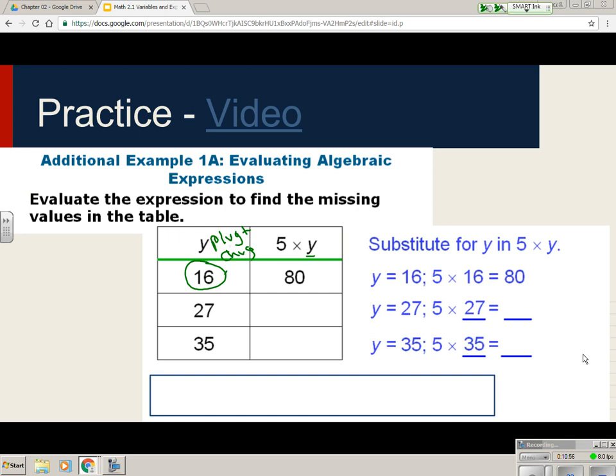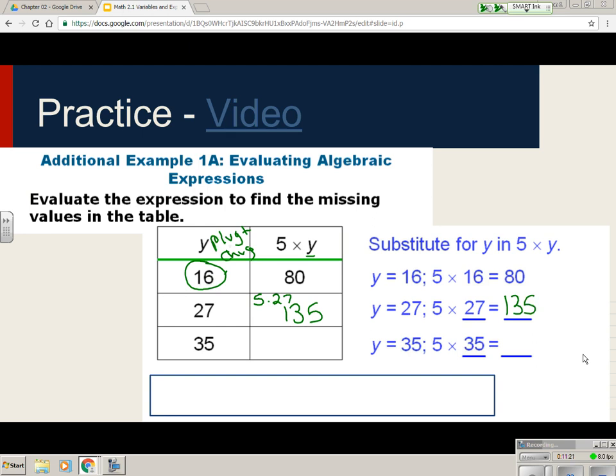Next, we have 27. What are we supposed to do with that? You plug and chug. Really what that's saying is, what is 5 times 27? And 5 times 27 is a big number, but remember we can use the distributive method to look at it as 5 times 20, which is 100, and 5 times 7, which is 35. That gives you 135.